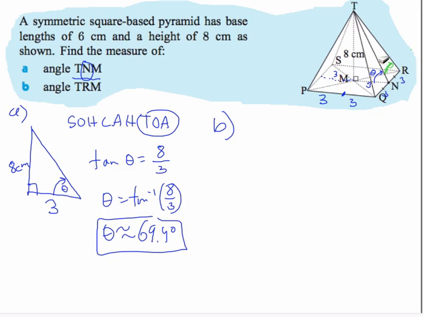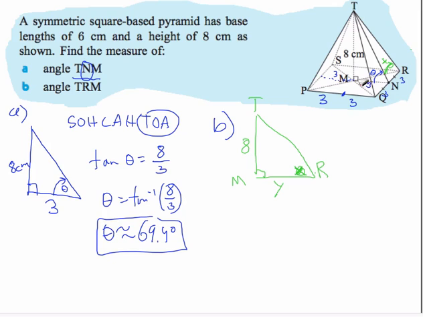Let's call it X this time. So I want that angle there. I can see a triangle at that sense. Let's draw that triangle. So this is T, and this is R, and this is M. This is a right angle. We know the height of the pyramid is 8. We're looking for this angle, let's call it X. We need one more side length in order to figure this out. I guess we could figure out this one right here. I'll call this side length Y.